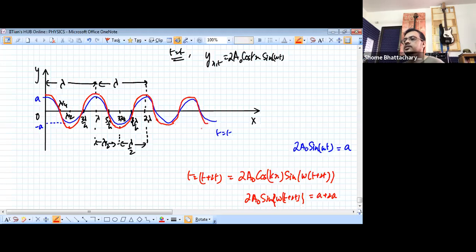This is how it has progressed from that time to t plus delta t. Then the next moment it will shift a little bit more like this. The next moment it will shift till it goes to a maximum of how much? 2a naught. And then it will start coming down.